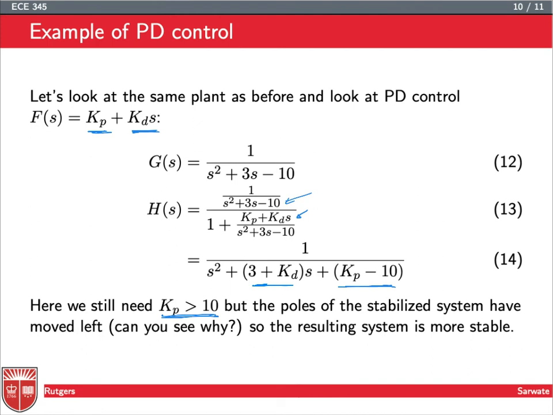But the poles of the stabilized system have moved left because this s term is a bit larger. So again, you can take a look at the quadratic formula and see why that's true. It comes from the minus b term. And so the resulting system is more stable because the poles are farther left. So what do I mean by more stable? The poles are farther left, right? And we can move them with kd greater than 0, so we can move the poles farther left to make that happen.